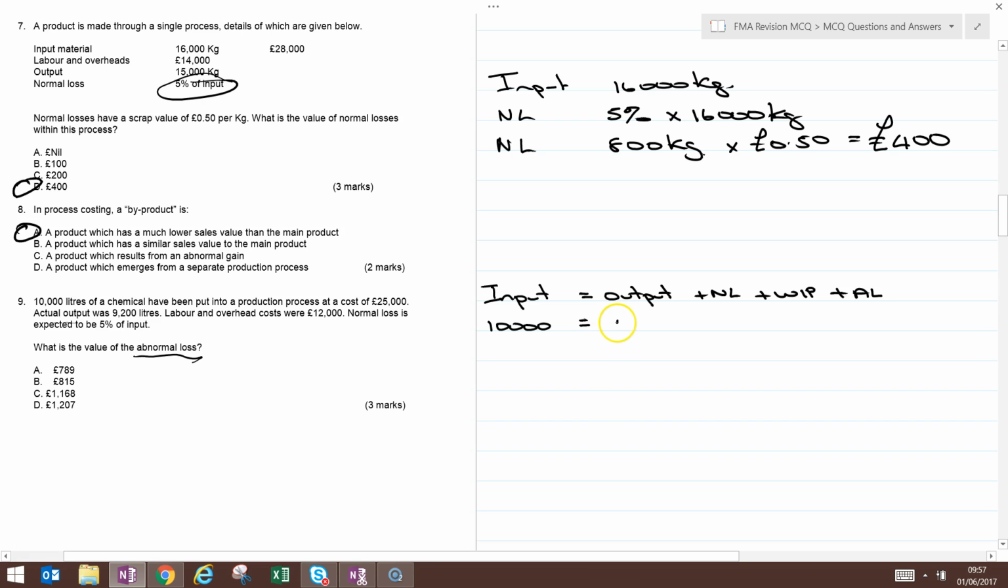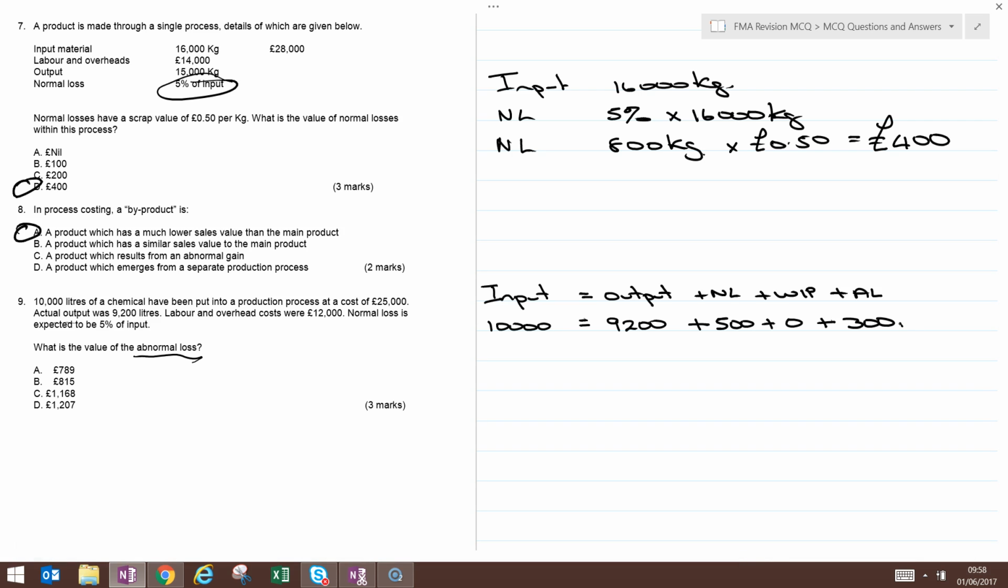The output was 9,200. The normal loss is 5% of the input. So that's 5% of 10,000, so that's 500. There is no work in progress. So to make this balance, at the moment, it adds up to 9,700 litres. We need it to add up to 10,000, so we've got to add another 300. So we know our abnormal loss is 300 litres.